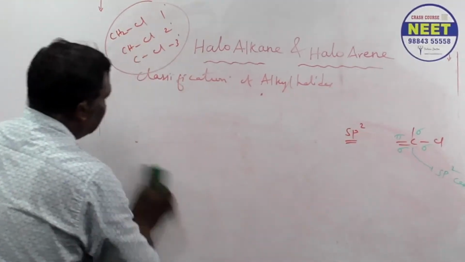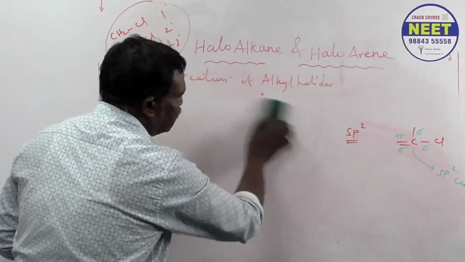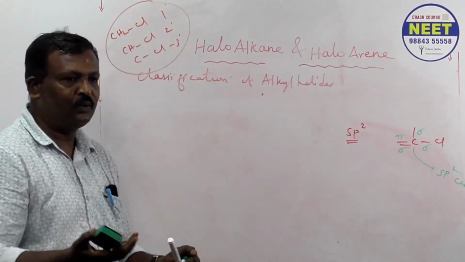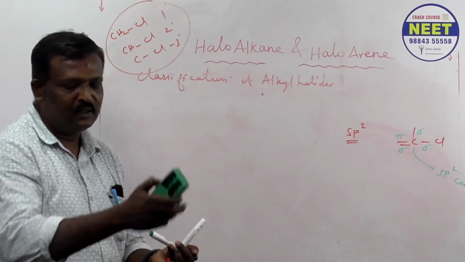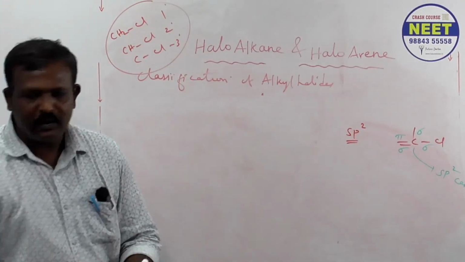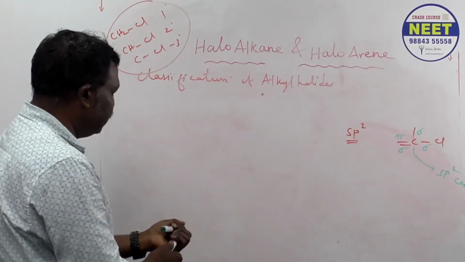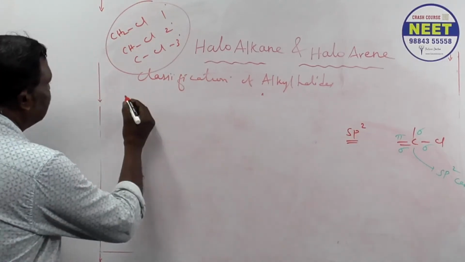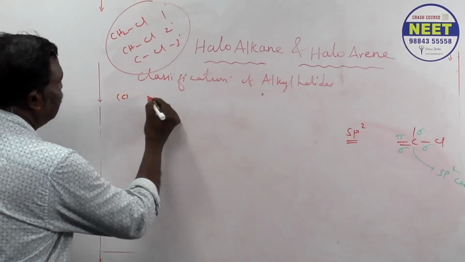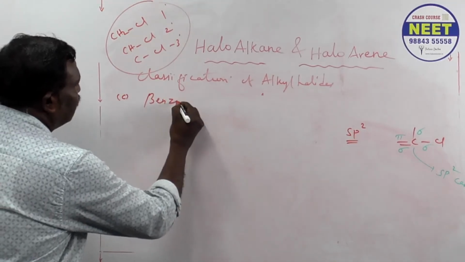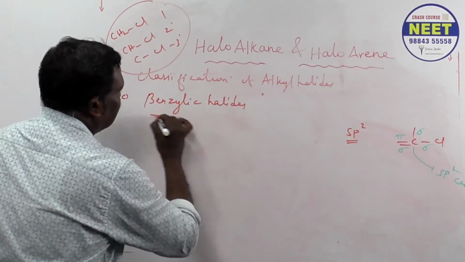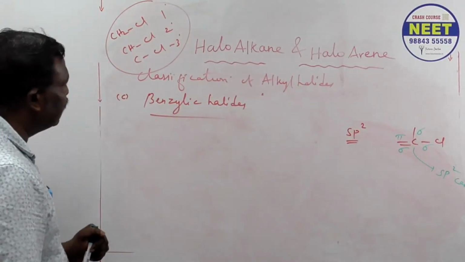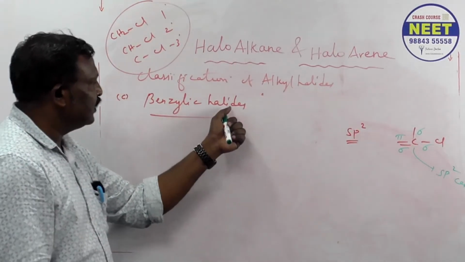Another one. We have seen only two, alkyl halides and allyl halides. One more thing, note down: benzylic halide. The third one is benzylic halide. Write a small definition.